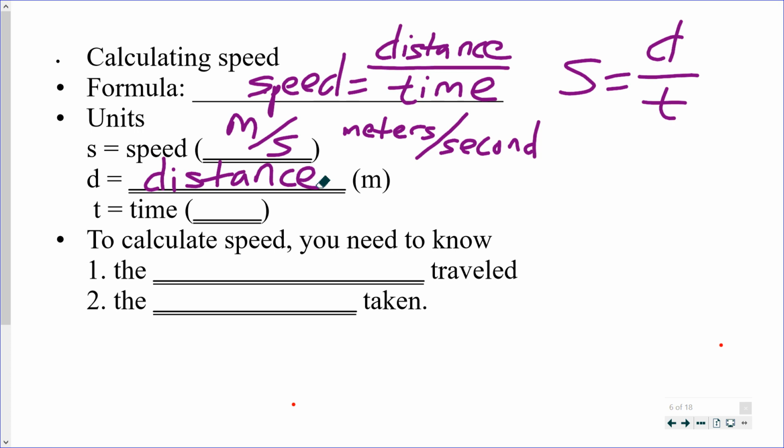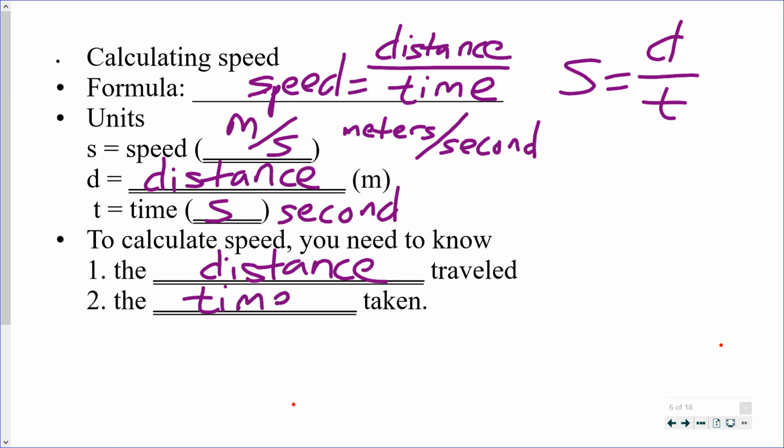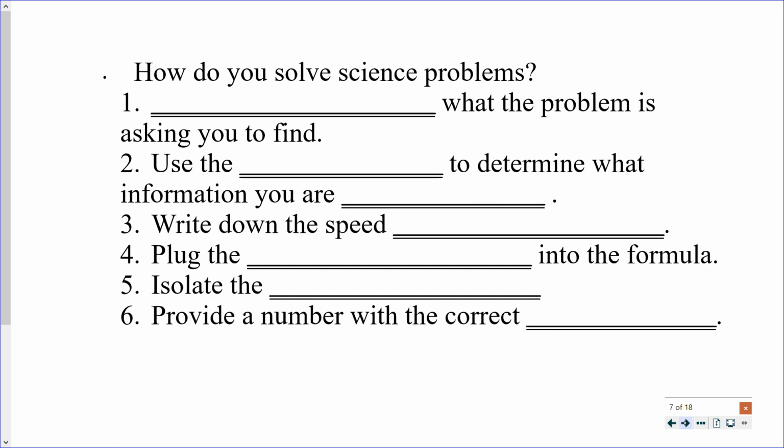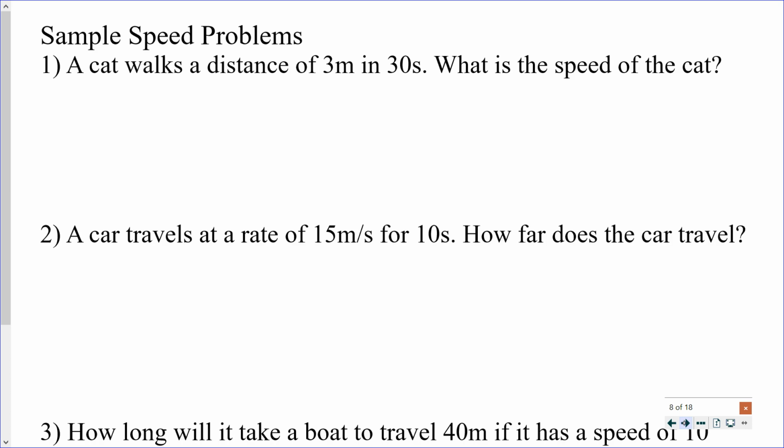Okay, the time we measure in seconds, S-E-C-O-N-D. Okay, so if we're going to calculate speed, we have to know 2 things, and it's exactly what makes up the calculation. We have to know the distance that was traveled, and we have to know how much time it took. Okay. So I will put a screenshot of the answers to this, but it's just telling you how to solve a problem, but we're going to do it right here.